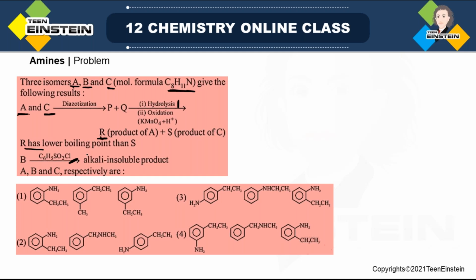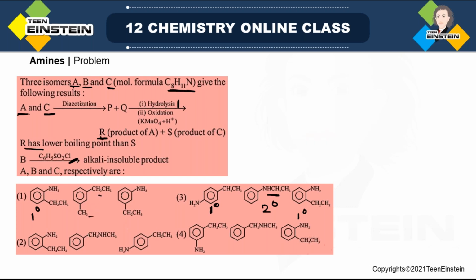Now as it is mentioned alkali insoluble product, this information will help you to understand what type of amine it is. Is it 2 degree, 3 degree or 1 degree? Now look at the options. In all options, you have some NH2 group and some alkyl group, right? And in some options you will also see that there is no alkyl group individually on the benzene ring. I am trying to say here the alkyl group is directly present on the NH. So this is 1 degree amine. This is also 1 degree amine. This is 2 degree. Similarly, this is 1 degree.